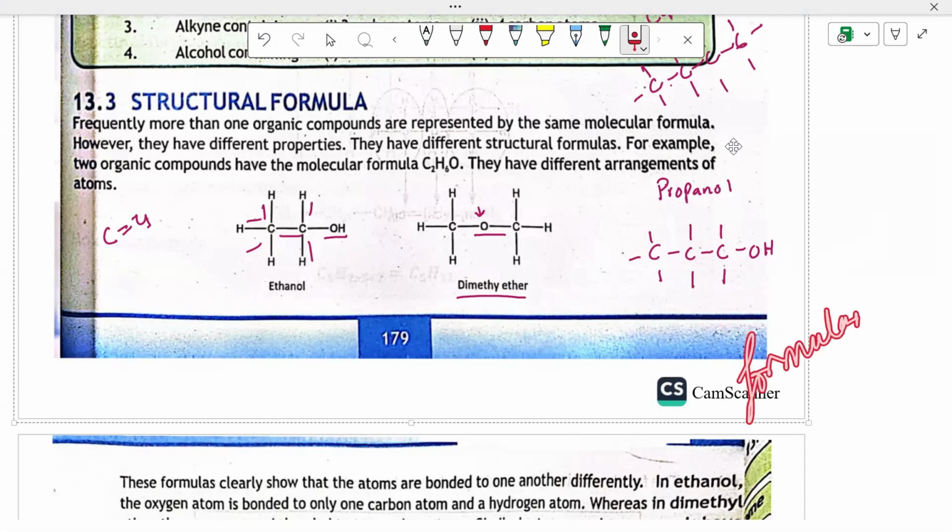And then we have another. Why am I writing it with the help of laser pen?